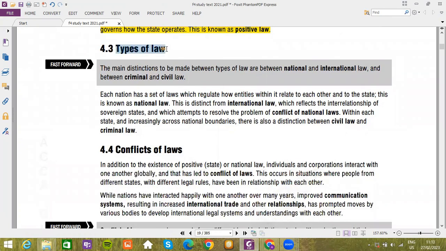Get it? Then we go for types of law. The main distinction between the types of laws is basically national law and international law, within the country and outside the country, and between criminal law and civil law. Criminal law and civil law we have studied earlier.